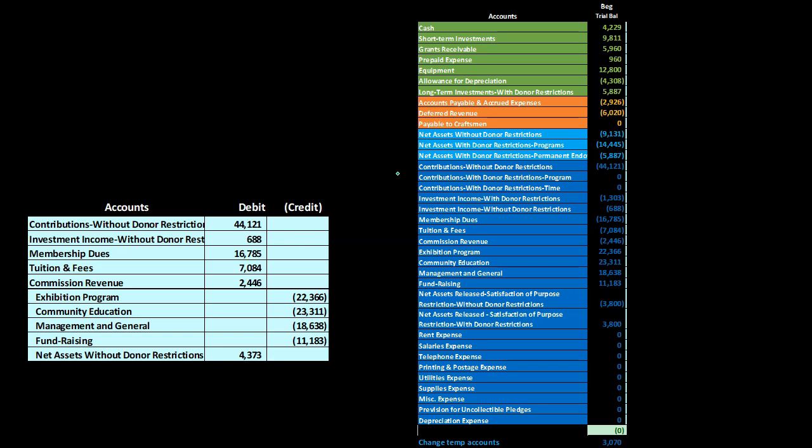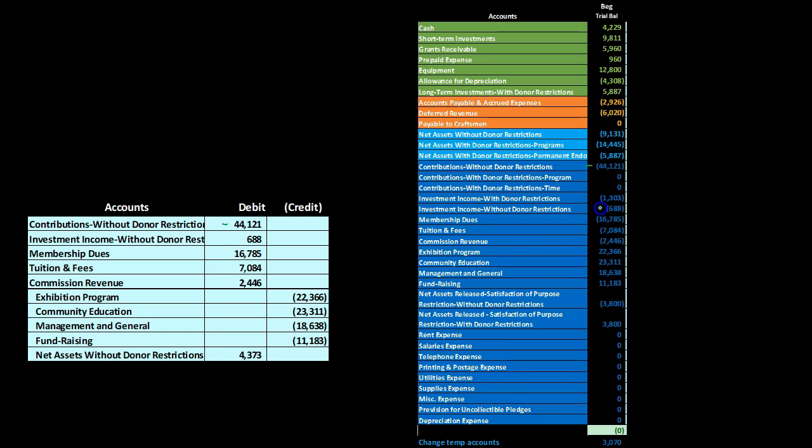Our goal here, just like with any closing process, once again, is to close out all of the dark blue accounts. So we'll start off here with the contributions without donor restrictions. It's got the 44,121 in it, so we're just going to do the opposite thing to it. It's a credit balance over here, so we're going to go ahead and debit it to make it go down.